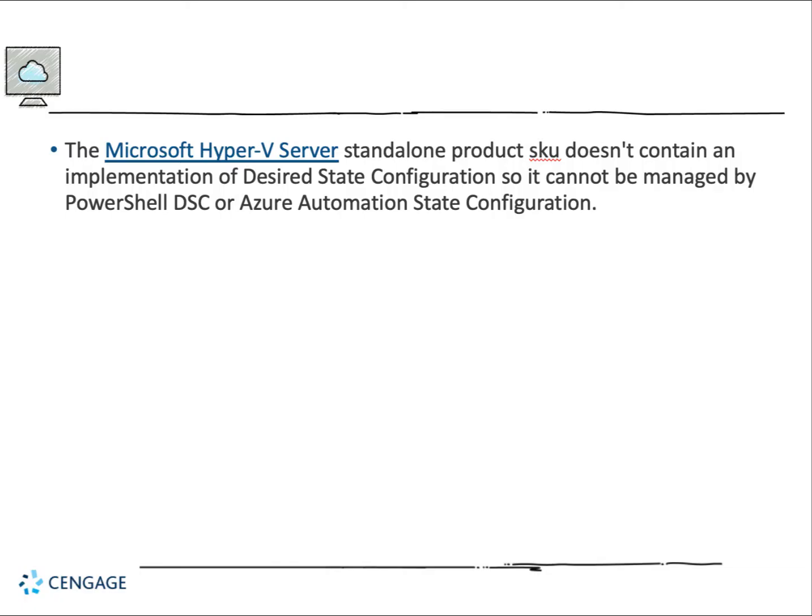Considering using DSC, remember that the Microsoft Hyper-V Server standalone product SKU does not contain an implementation of Desired State Configuration. So it cannot be managed by PowerShell DSC or Azure Automation State Configuration. Later when you learn more about Azure, you're going to know the SKUs are different based on what product with what features you're getting. But for now, just remember the Hyper-V Server standalone. That's the key: the standalone product does not support PowerShell DSC.